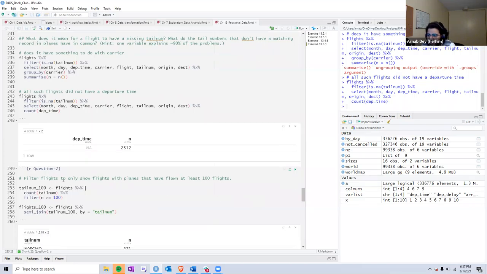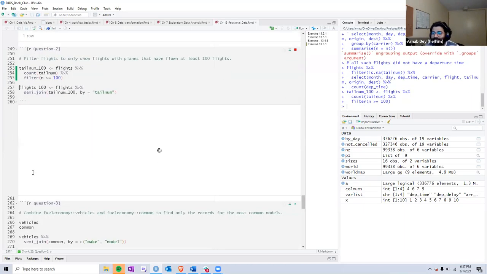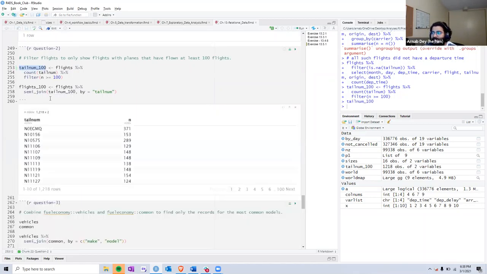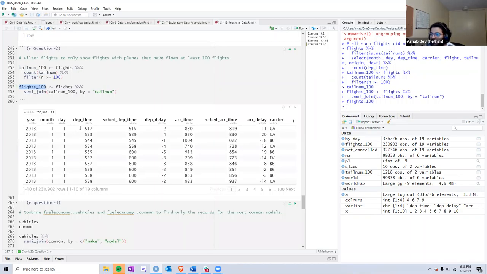The next one was filter flights to only show flights with planes that have flown at least 100 flights. This was straightforward. First we use the flights dataset, count the unique tail numbers, and filter anything that has more than 100 counts of tail numbers. So this is the table of tail numbers that have made more than 100 flights. Then we use a semi join to join the flights table with this newly created table based on tail number. This will give us all the flights from planes that have made more than 100 flights.